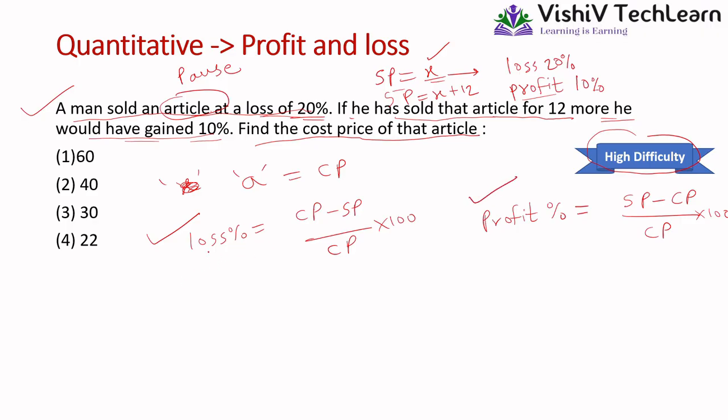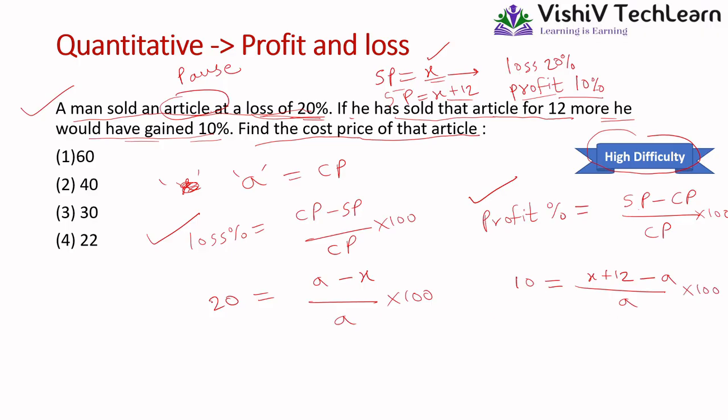Let's put the values. Loss percent, in the first case we had a loss of 20%, so 20 we can write over here. CP is A, SP in the first case is X, so it is A minus X divided by A into 100, correct? And in the case of profit percent we had a 10% profit, so 10 is equal to SP minus CP. What is SP in this case? It is X plus 12. So X plus 12 we can write here, minus CP, which is A, divided by A into 100, correct?